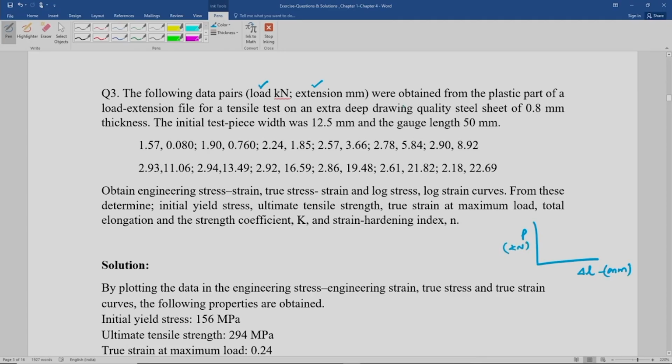The data given were obtained from the plastic part of a load extension file for a tensile test on an extra deep drawing quality steel, EDDQ. It is called EDDQ. There is a steel like that with a particular carbon composition, you can look into it, and it has a thickness of 0.8 mm, and the initial test piece has a width of 12.5, gauge length 50. This is a standard dimension used everywhere. 50 is the gauge length, and 12.5 is the width of the gauge region, and thickness can vary.